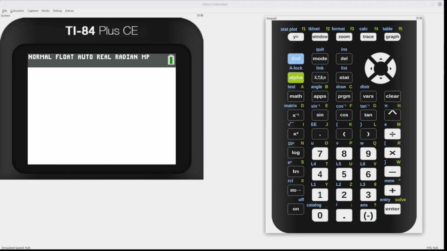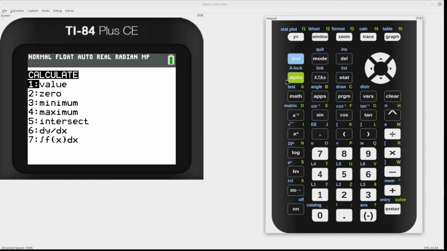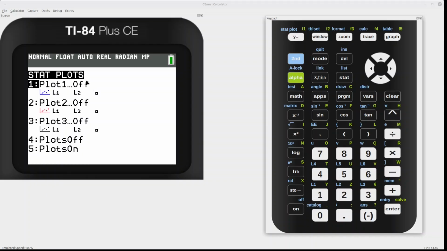Open the CALC menu. To do that, we will press second trace, which is CALC. Let's see what each option does, and we'll start with the easiest one, the value function. The first thing we want to do is turn our plots off. So second y equals, make sure all of our plots are off, which they are.